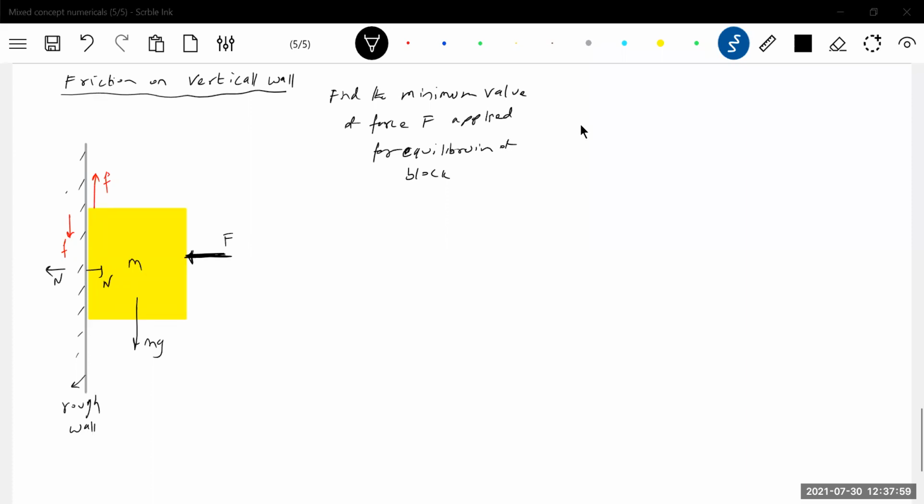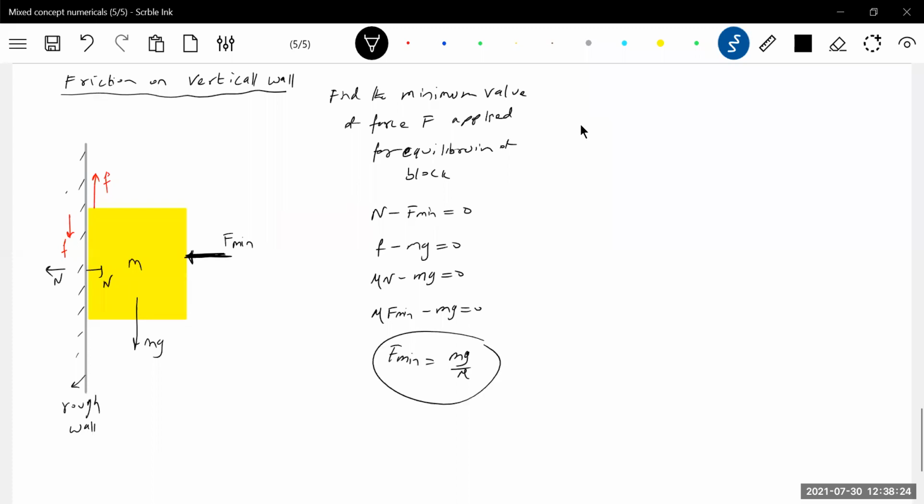Okay, then this is what I'll write as F minimum. So now N minus F minimum equals 0. The friction should balance mg. This is equal to mu N. So what is F minimum? Mg by mu. If you apply a force greater than this, equilibrium is possible.